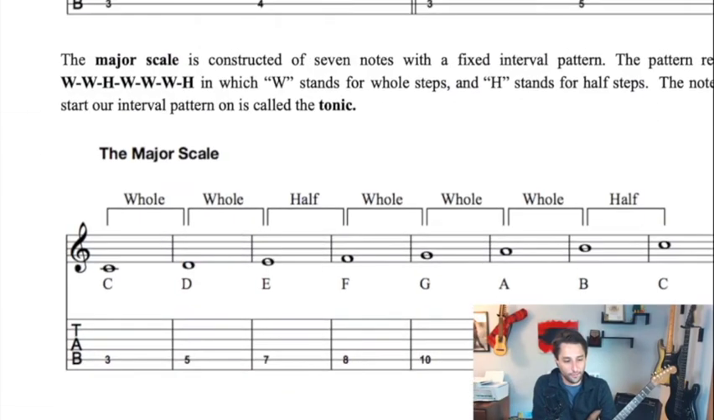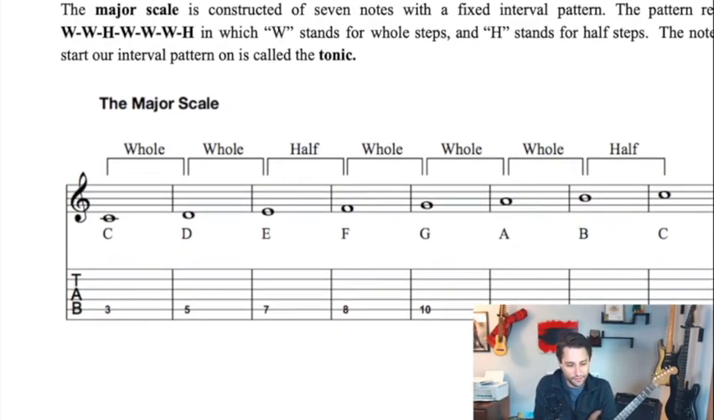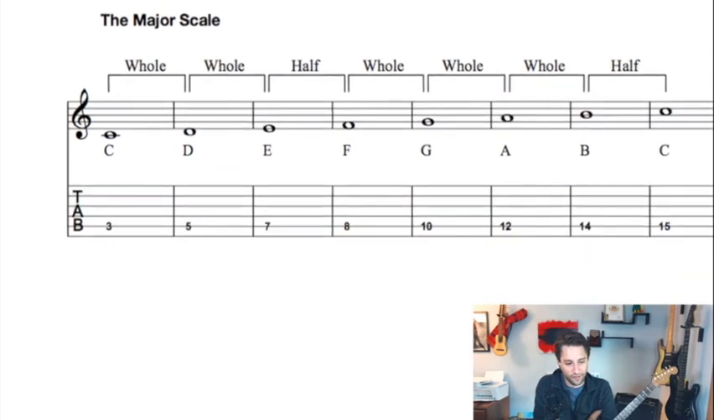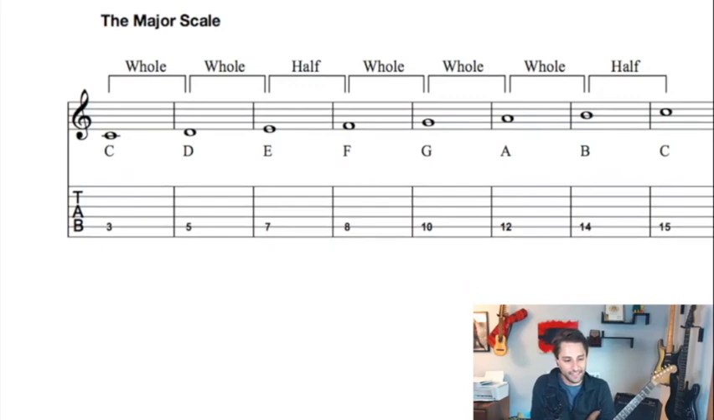Your tonic note. The tonic note is the start of a scale. It's the start of a key signature. So in this case, as I look on the screen here, we took this set of intervals to create a major scale. Whole, whole, half, whole, whole, whole, half. We took that set of intervals and we applied it to this first note over here. That would be a C.